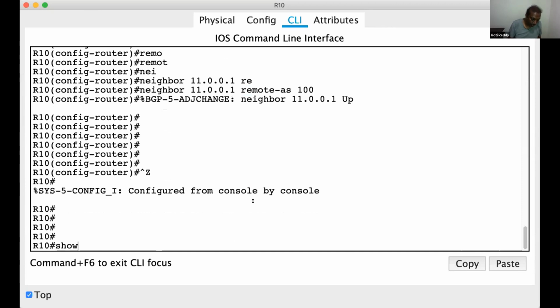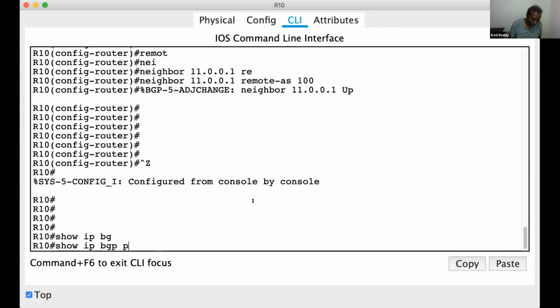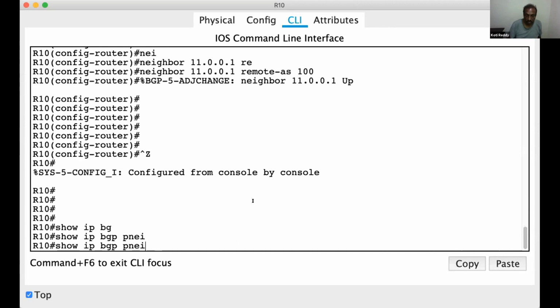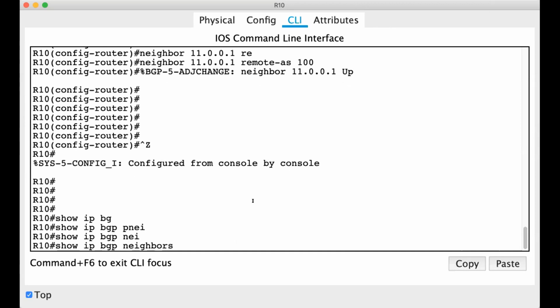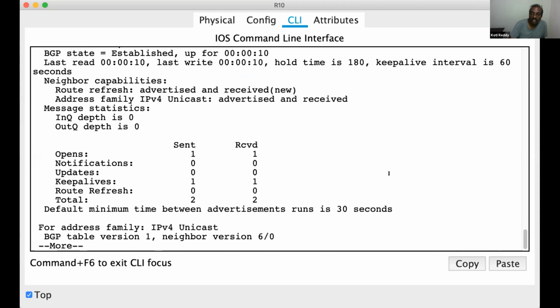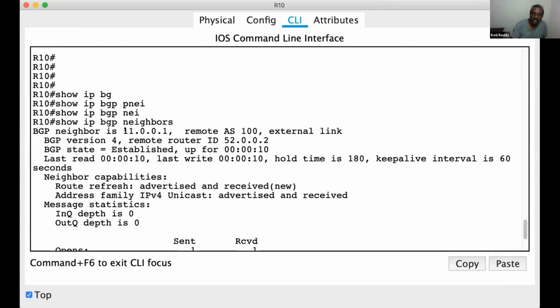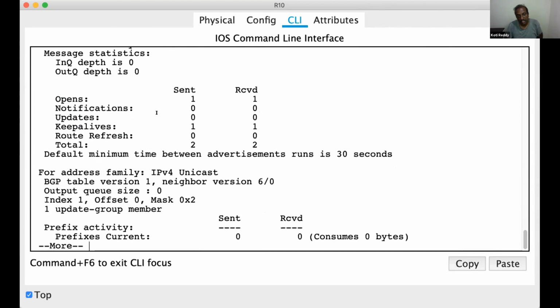Now, if I say show ip bgp neighbors, it shows the BGP neighbor. It shows that there's one neighbor here with whom the state is Established. It says the neighbor 11.0.0.1 is Established. They become neighbors to each other. Right? That's how I make them neighbors.